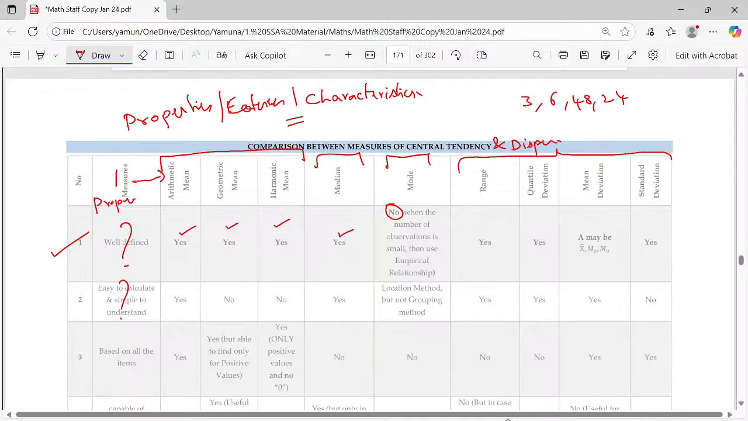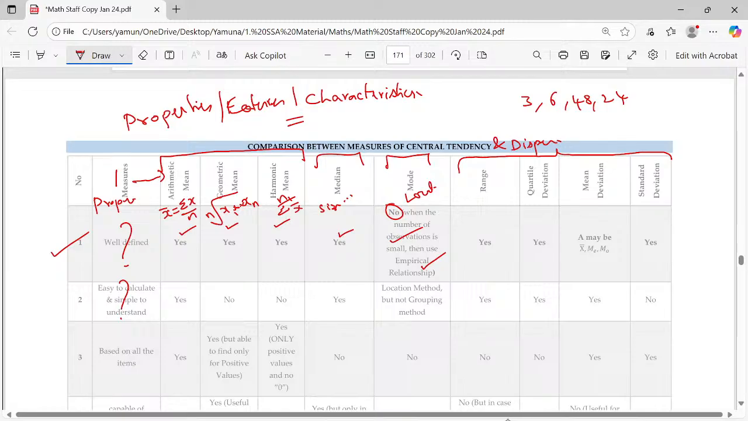Whenever we are discussing all these properties, kindly have the formulas. What's the formula for arithmetic mean? Summation x by n. Geometric mean: nth root of the product of all the values, x1, x2 up to xn. What about the harmonic mean? N by summation 1 by x. Median, size of and so on. Mode: usually we go by the location method. When the number of observations is small, we go by location; otherwise we use the empirical relationship. Is it okay?